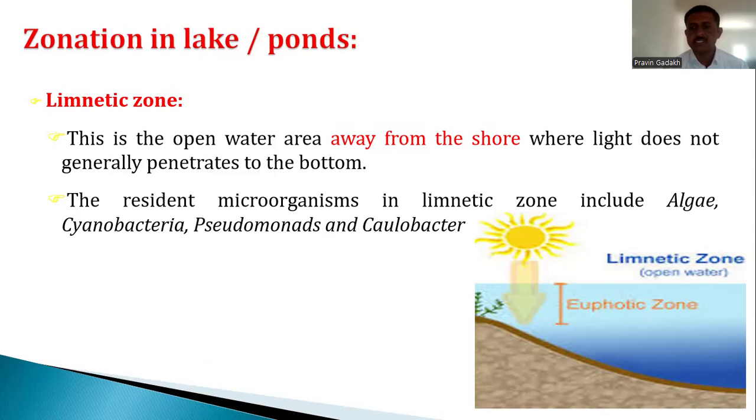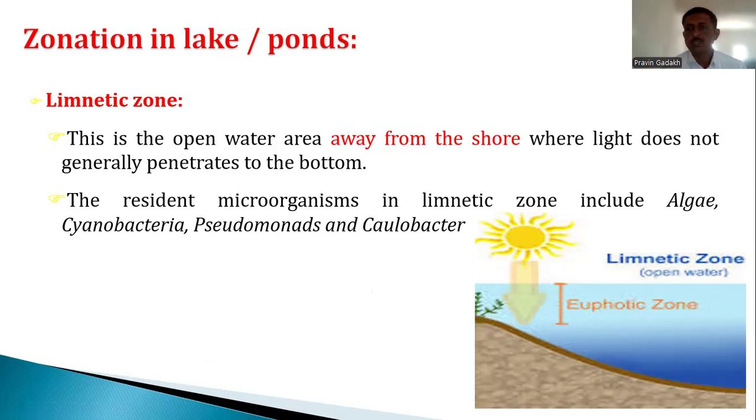Here in this diagram, we can see the image of a limnetic zone. This is the limnetic zone we have already discussed, and this is the littoral zone, and this is the limnetic zone. So in that diagram, we can see the sunlight does not penetrate up to the bottom of that aquatic environment. So that zone is called the limnetic zone.